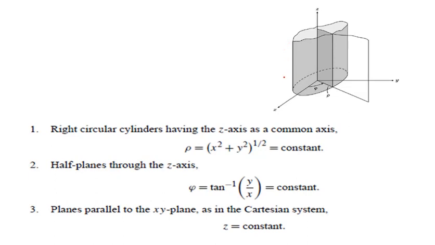Namme kaanunna cylinder aanu parayunnathu. So that cylinder inde radius aanu rho. And that rho is equal to root of x square plus y square. So that rho is equal to constant forms the first coordinate surface.